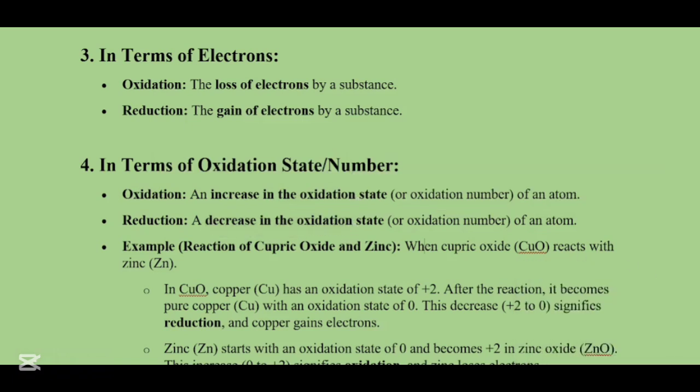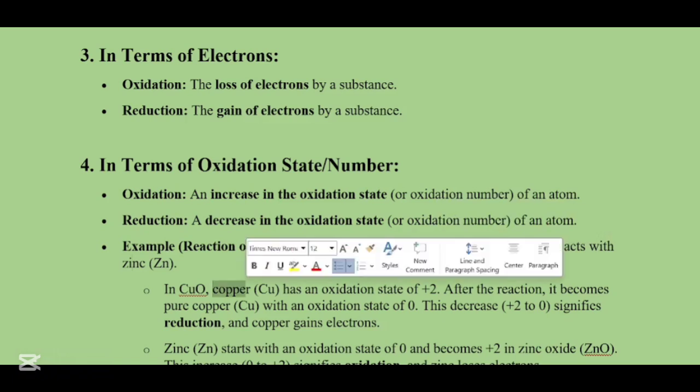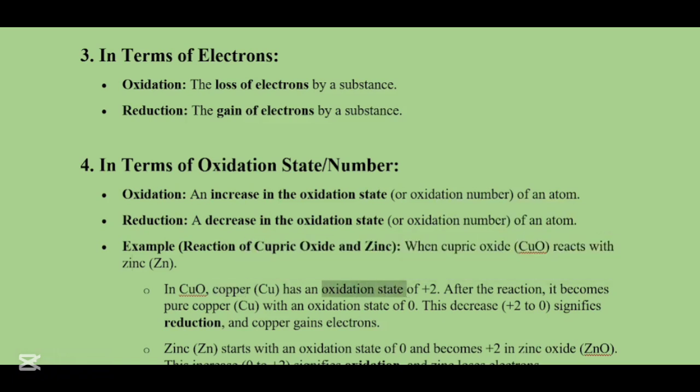Now we have an example. For example, cupric oxide, which is CuO, reacts with zinc. If you can see, copper, which is Cu, has an oxidation state of +2. We basically got its electronic configuration, so this means that copper forms a cation of +2. After the reaction, it becomes pure copper, Cu, with an oxidation state of 0. This decrease from +2 to 0 signifies reduction because the copper gained electrons.